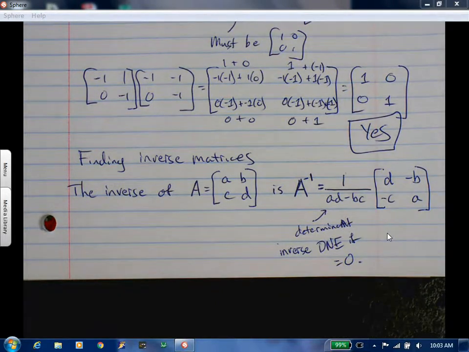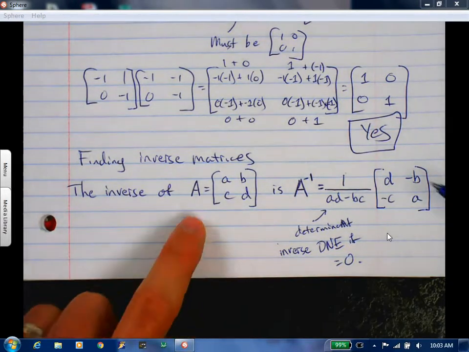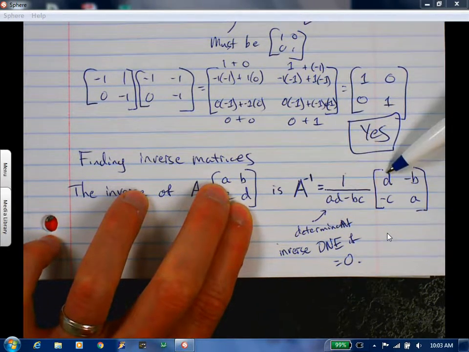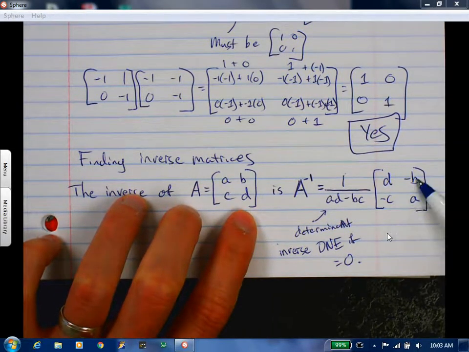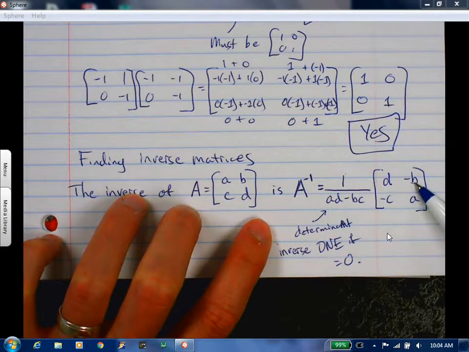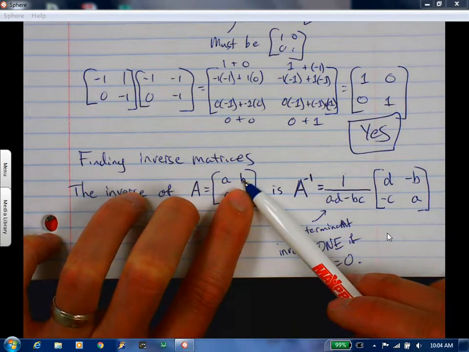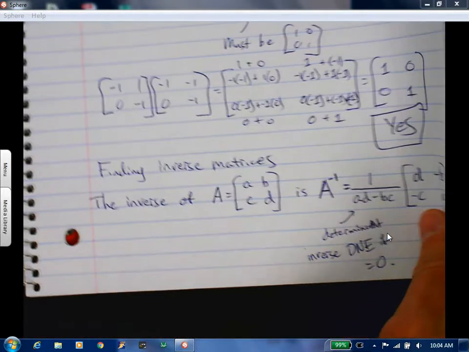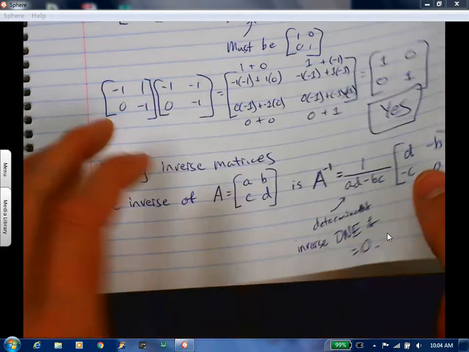So what happened to the A and the D originally? See how they switched on their diagonal? And what happened to the C and the B? They didn't switch, but they become opposites. Don't say negative, say opposites. Because what if it's already negative? Then this would become positive. Okay?